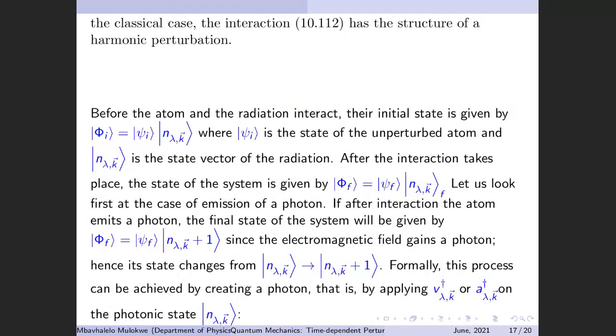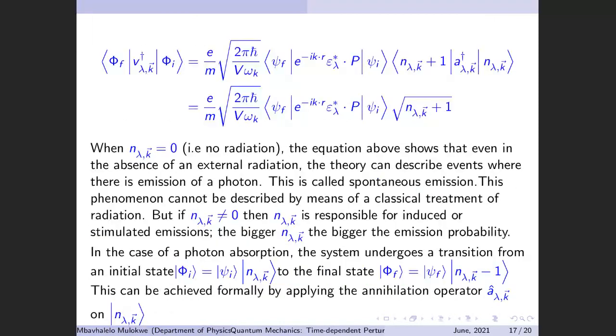So I was saying that if you started with some initial state with n photons, then the final one has lambda k. You can consider the case where the final one has n plus 1. So n lambda k goes into n lambda k plus 1. I should emphasize that this is the final one. Then you try to compute that overlap. Because these are just tensor products, we still have to compute this side: it's a tensor product of psi f with the state n lambda k plus 1.